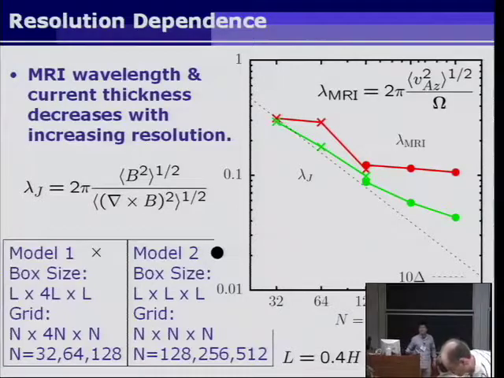Do you understand why this is happening? Why with higher resolution you get a smaller characteristic scale? Small channel solution. If the resolution is better, then we can follow the smaller channel solution. So if there are small scale fluctuations, which prevent the larger scale channel flow, and the larger scale channel flow is more efficient to grow the magnetic field.